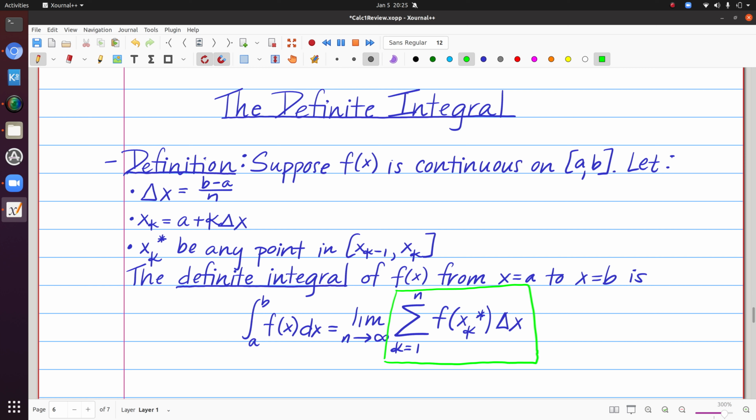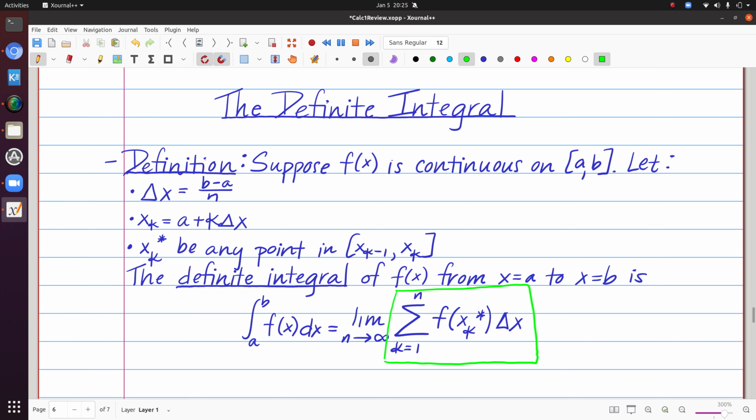An important thing to consider here is that while the choice of xk star matters for what I've boxed in green, for instance whether it is a left-hand sum, a right-hand sum, a midpoint, and so on, we saw before that we can get different approximations. As I send n to infinity, it doesn't matter which xk star value I choose in there. These are all going to approach the same thing, and that thing is what we call the definite integral.